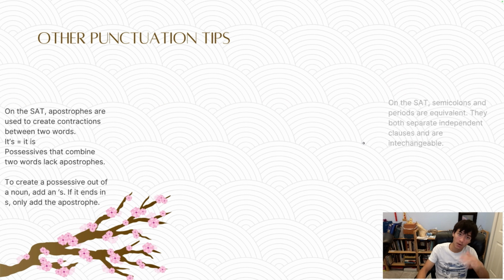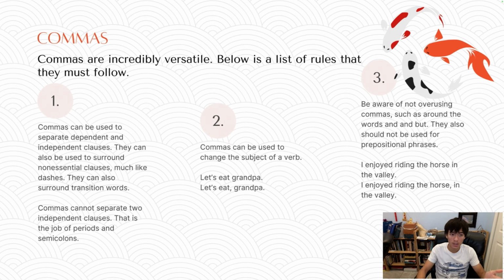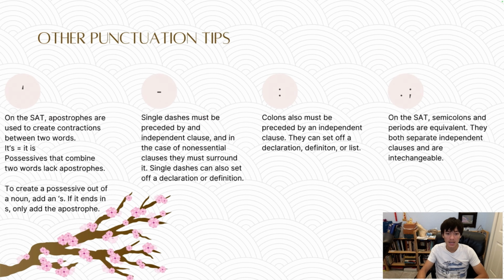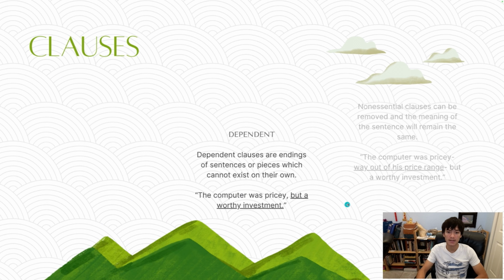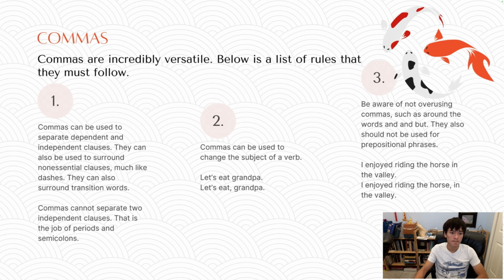And now, of course, we have the hardest part, commas. Commas are incredibly versatile, and there are so many rules you have to remember, but here I'll list off some. Commas can be used to separate dependent and independent clauses. This was actually seen right here, where it separates the independent and the dependent clause.